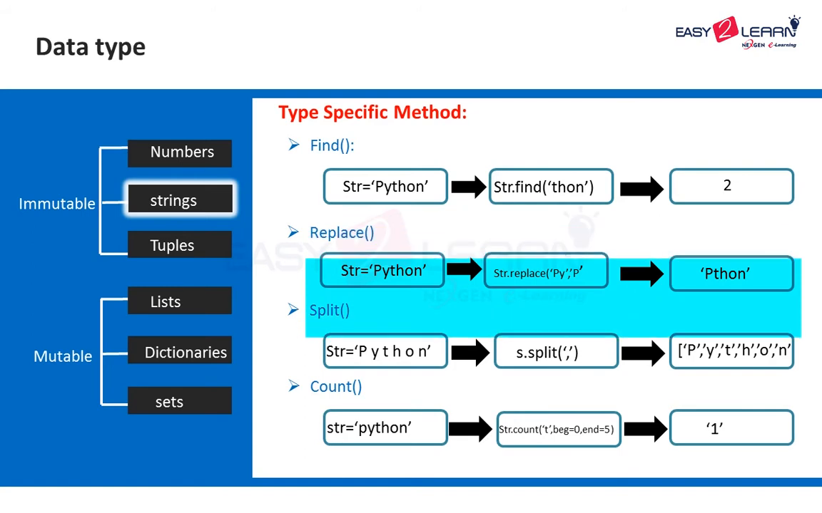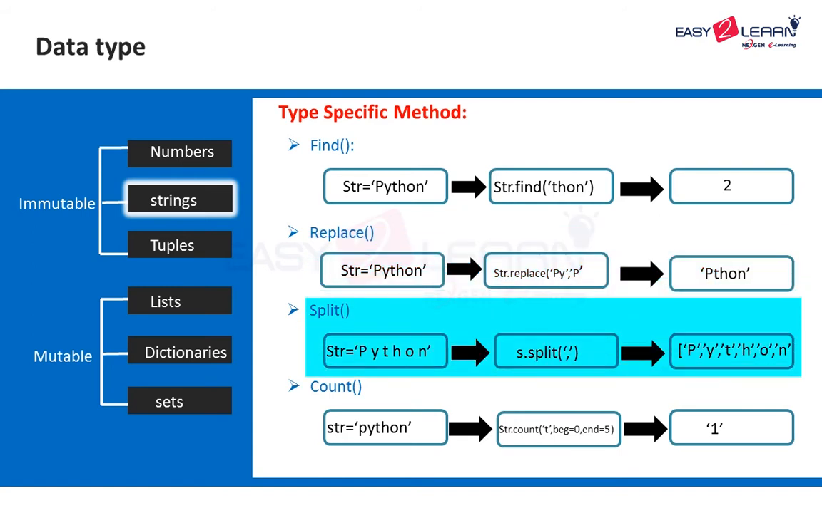Similarly, if you wish to split a string, all you need to do is specify the character based on which you have to split. You can see here my original string is Python, where each alphabet is separated by a comma. I am specifying my split operation to be based on the comma, and then you are getting a list as the output. So remember, this is not a string, this is a list as my output.